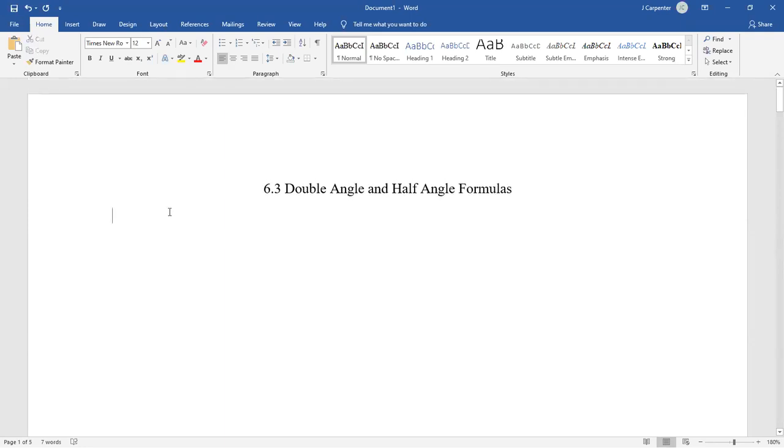Double angle and half angle formulas. So I'm going to write down a few double angle formulas. I'm going to prove one or two of them based on how much time this takes, and then I'm going to take one of them and show some variations to it. But I'm probably getting ahead of myself. Let's just go ahead and write those three formulas down. So here are your double angle formulas.